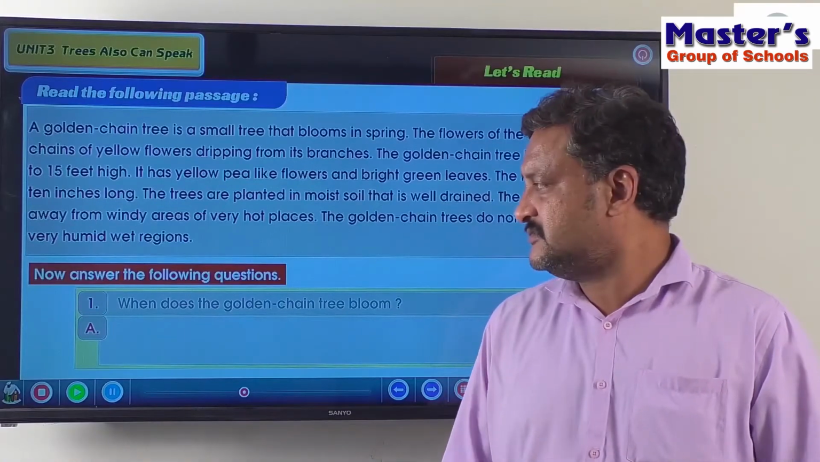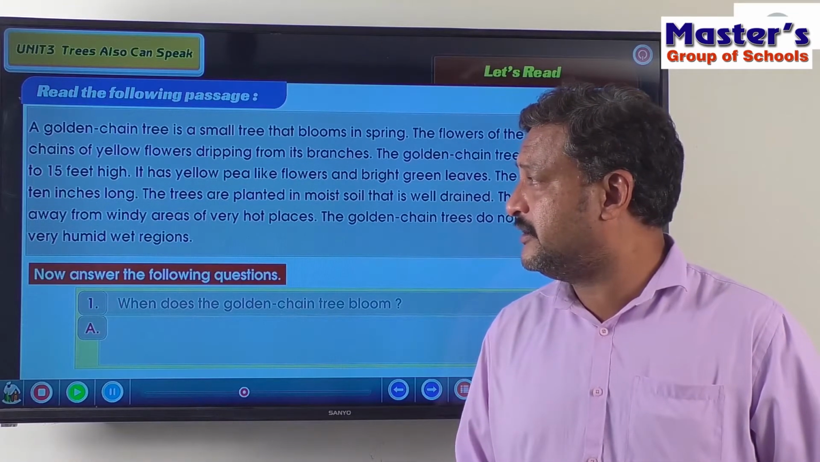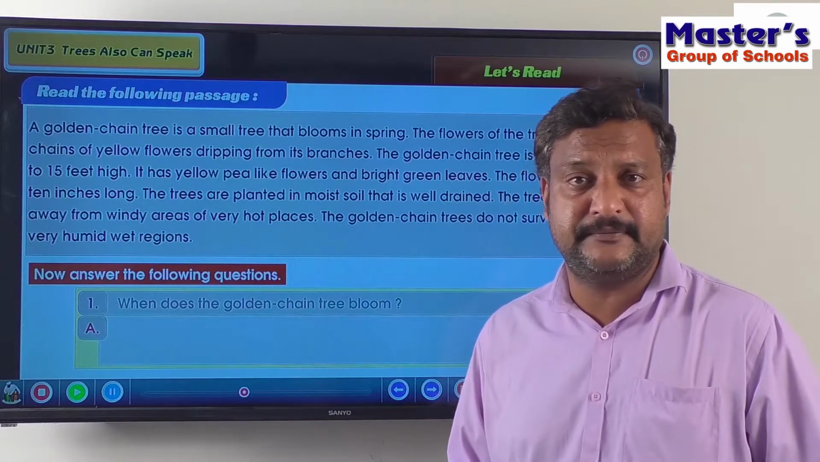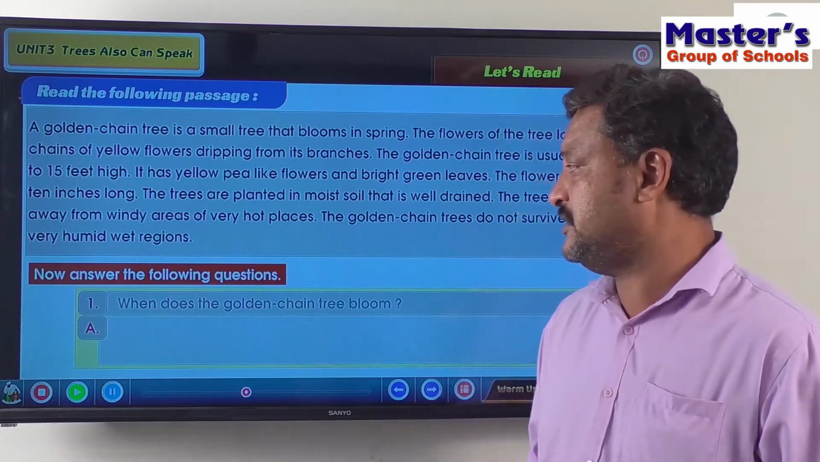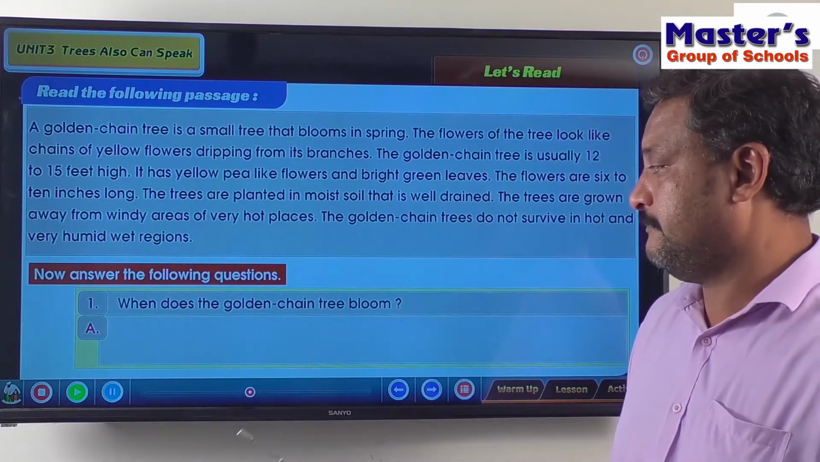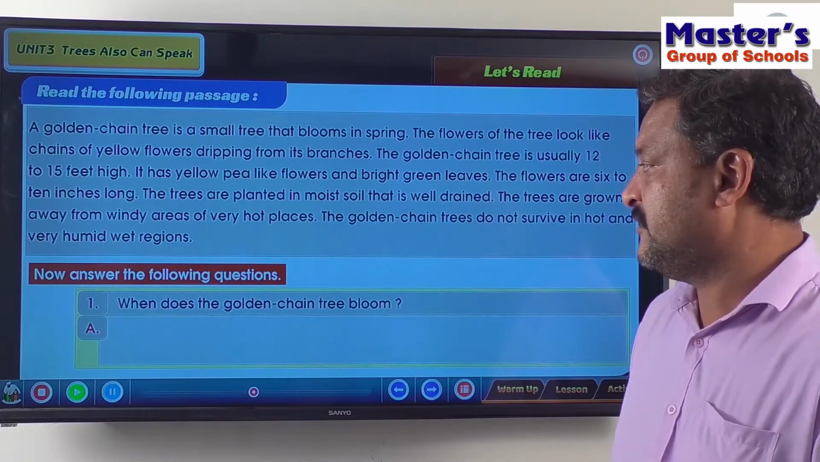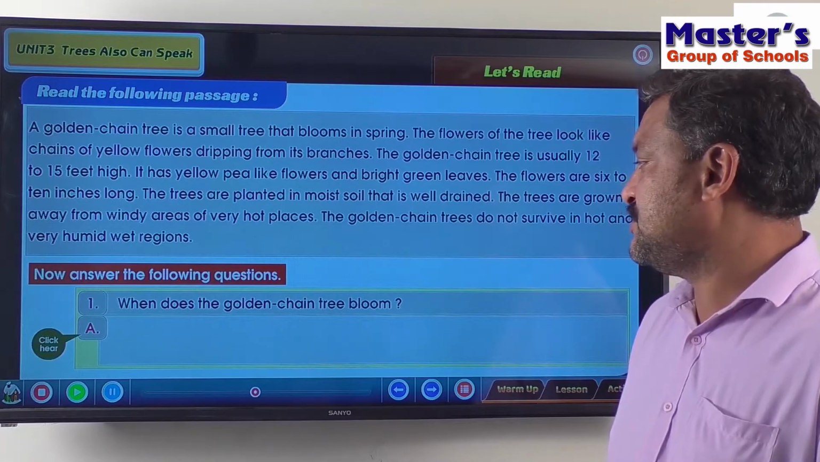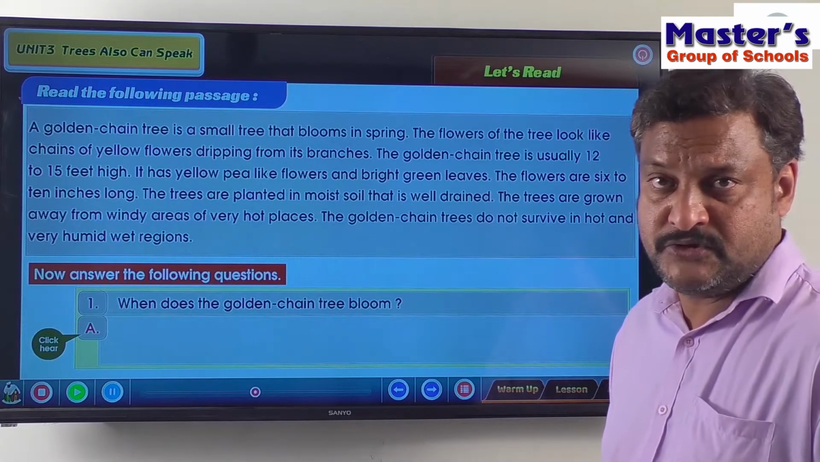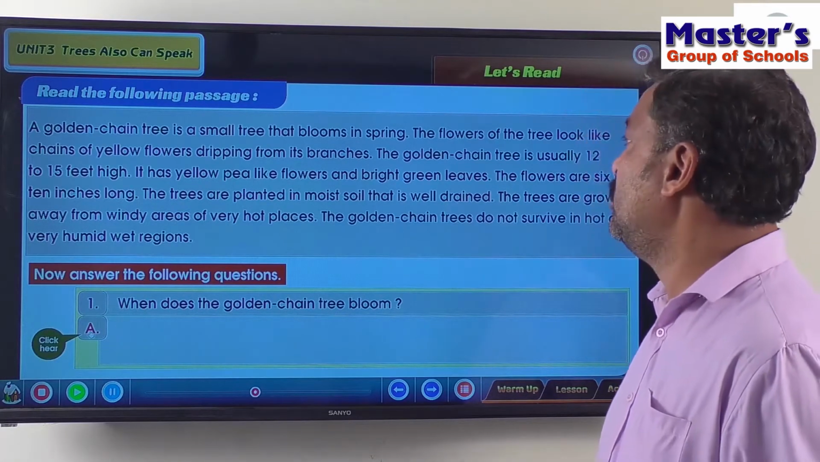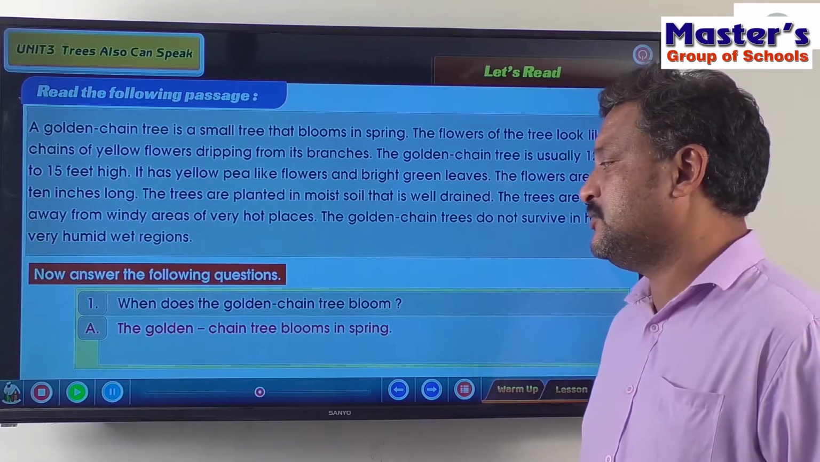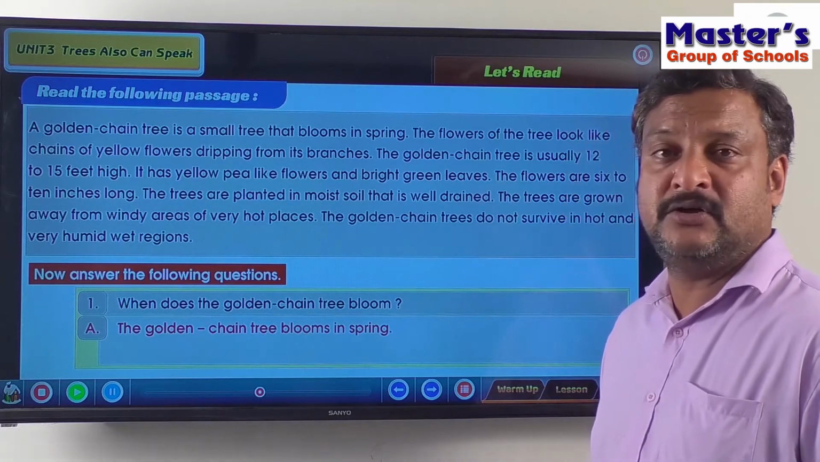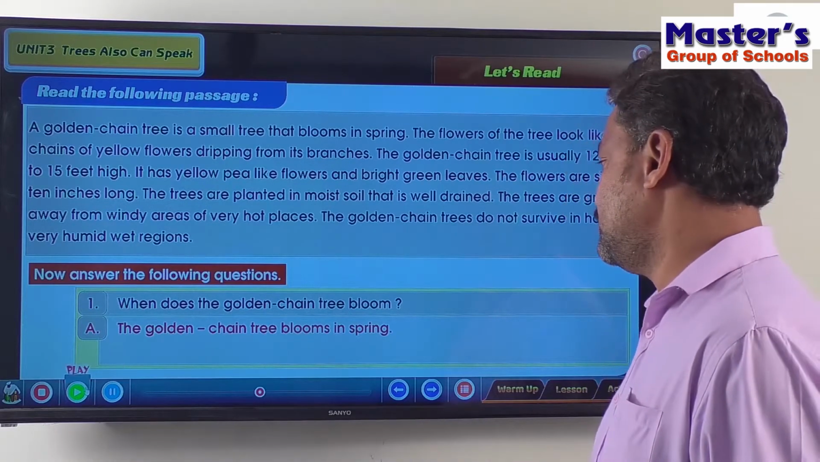Okay, so there are some questions here about the passage that we have read, and now we will find the answers to these questions. See, the first question is, when does the golden chain tree bloom? Yes, the golden chain tree blooms in spring. It's during the season of spring that the golden chain tree blooms, right?